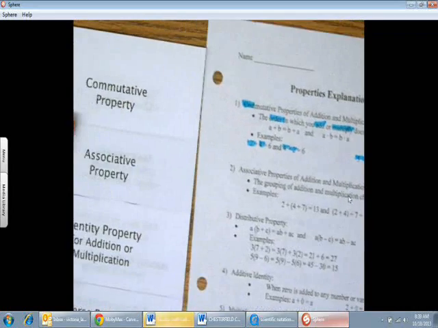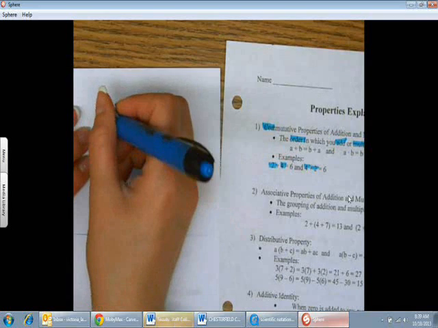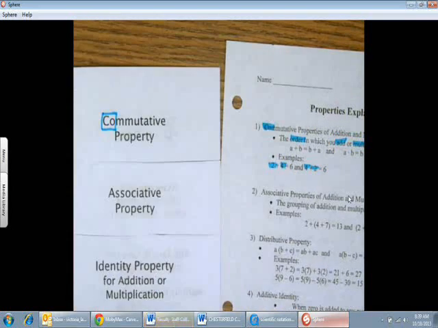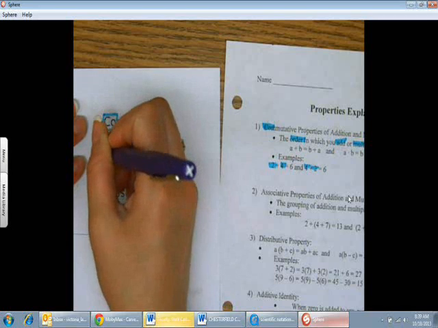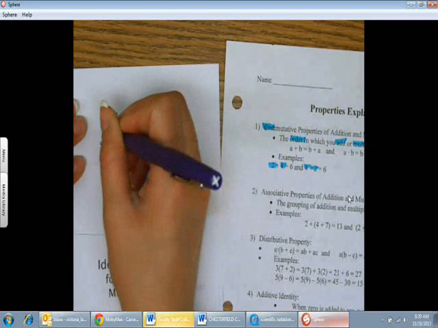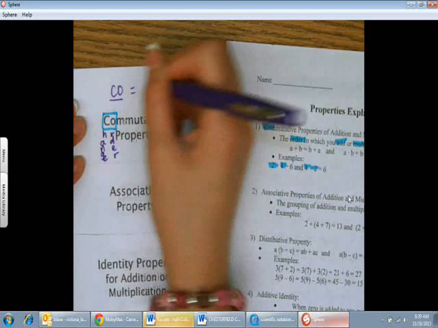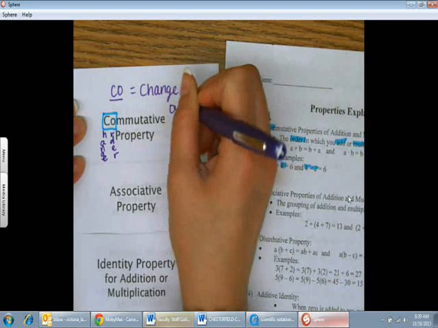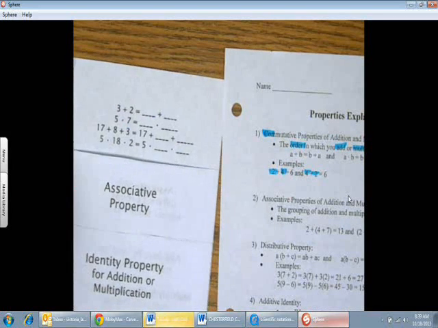So on your foldable here, for commutative property, I want you to box the letters CO, and then I'd like for you to write under that that means to change order. So CO equals change order. Okay? And so on the inside, that's exactly what it says on the inside.